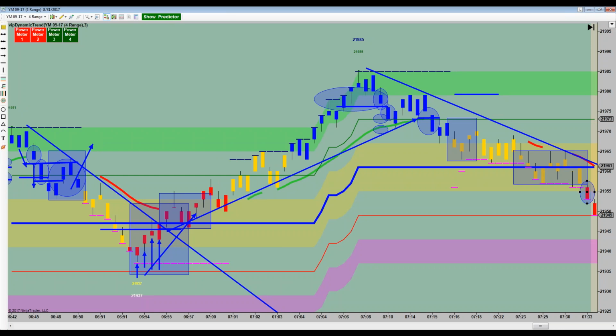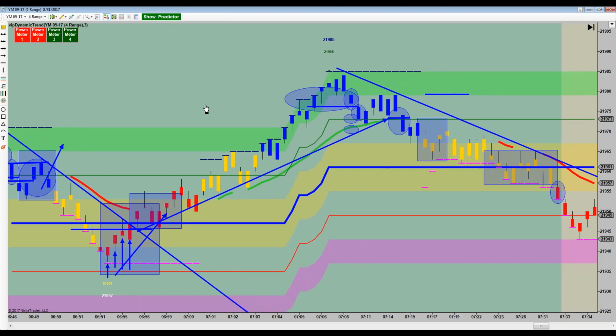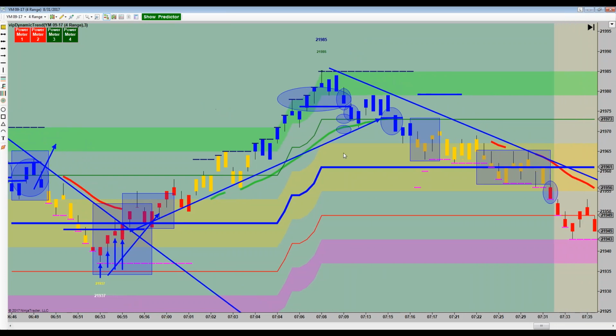Now, look, here's where I got in. Notice what happens after you get this break here, real quick, and then we're going to wrap this up. Notice how it comes down, and then it pauses and pulls back. This is about 4 or 5 minutes after 7:30, after the break occurs. If you miss this initial pop, if you miss this candle down, what could you have done here?